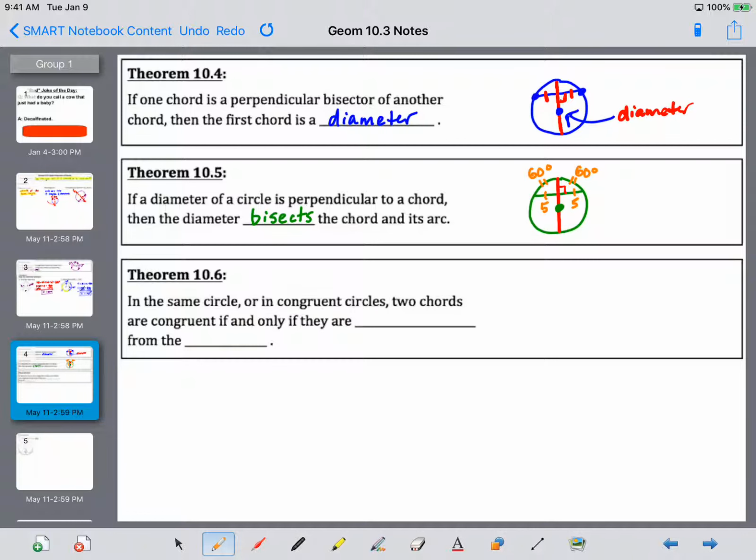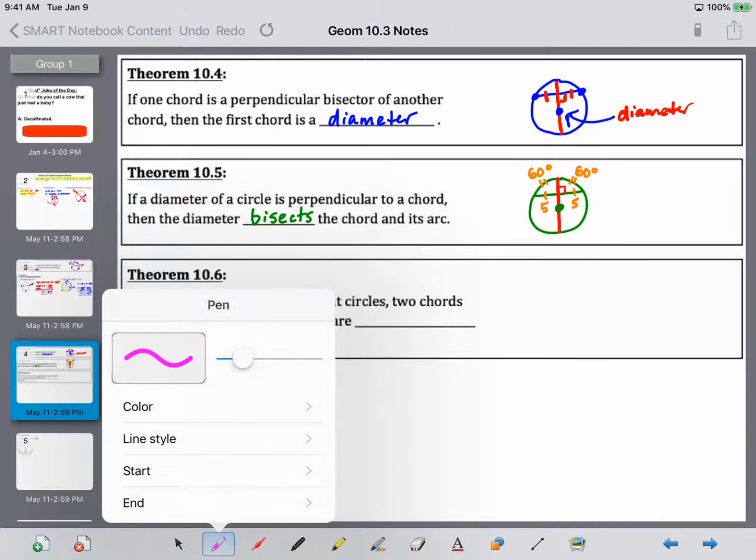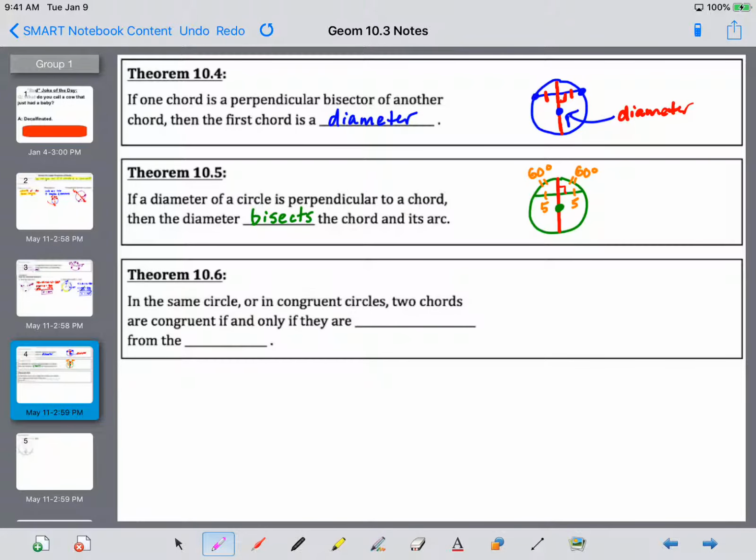And our last theorem is going to be one that we use in a couple of examples here. In the same circle or in congruent circles, two chords are congruent if and only if they are equidistant from the center. And again, we will draw a picture of what that looks like. So draw yourself a circle. And then say we've got a chord here and another chord here.